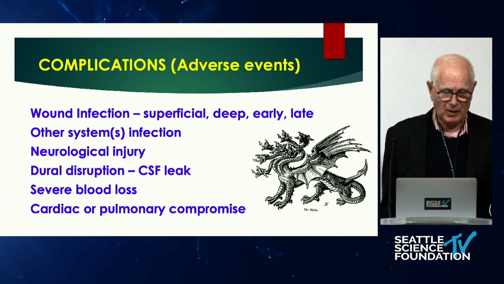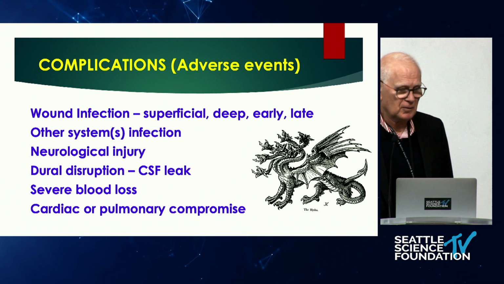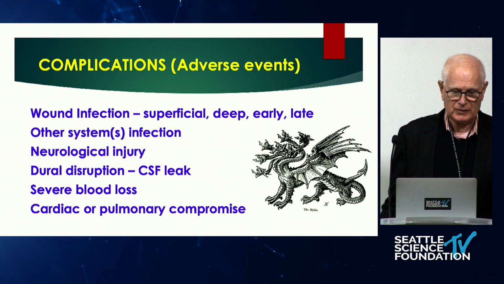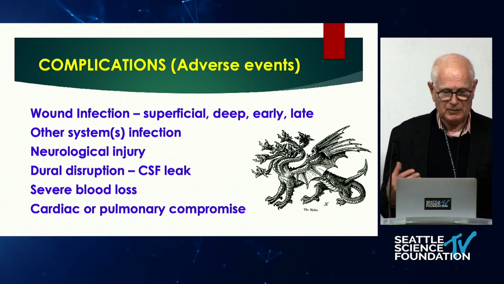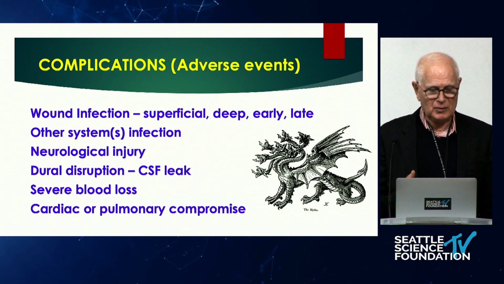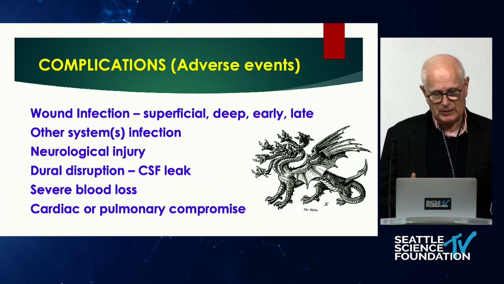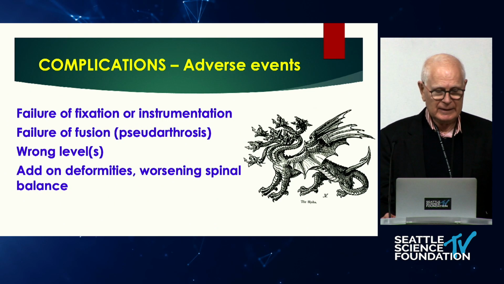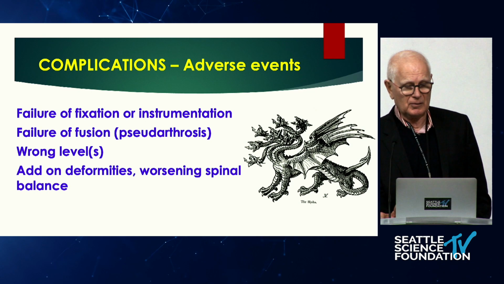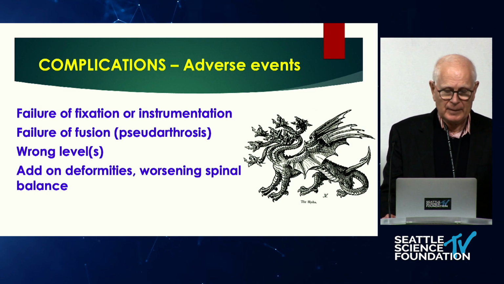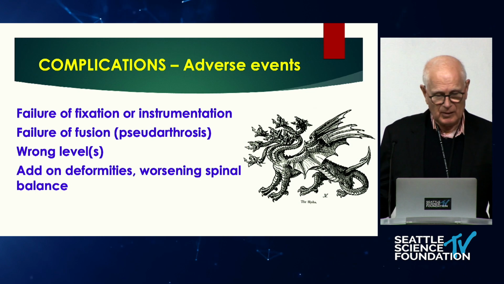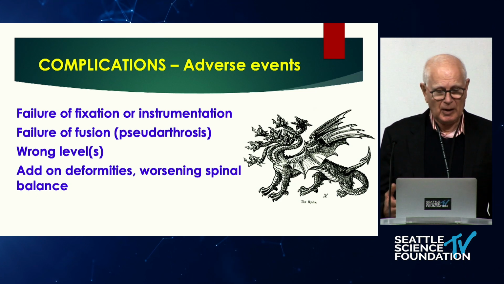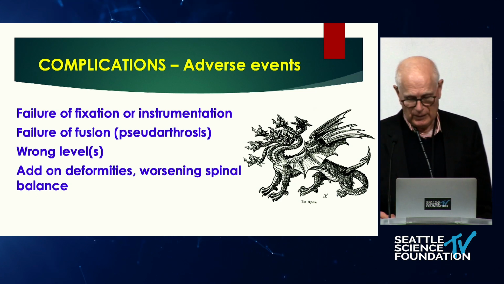This multi-headed monster of complications, which we also like to call adverse events, has soon arrived on the scene. We see wound infections, we see other system infections, a risk of neurological injuries, all is there. We see neural disruptions, significant blood loss, cardiac and pulmonary compromises, and failure of fixation or our instrumentation and fusion. And iatrogenically, we can operate on the wrong levels, have add-on deformities, as we already heard lots about in the adult population, but we do have these in children as well.